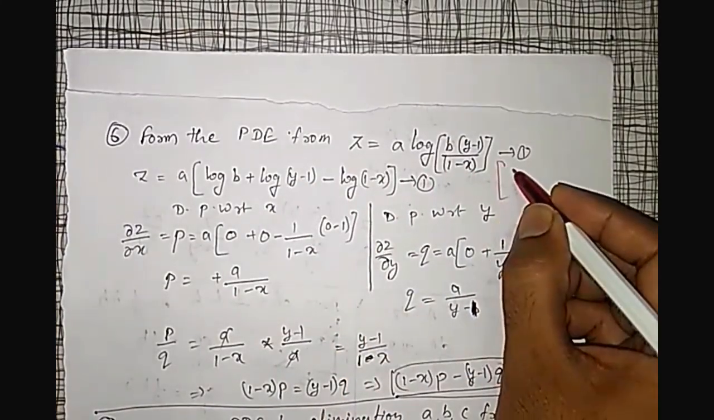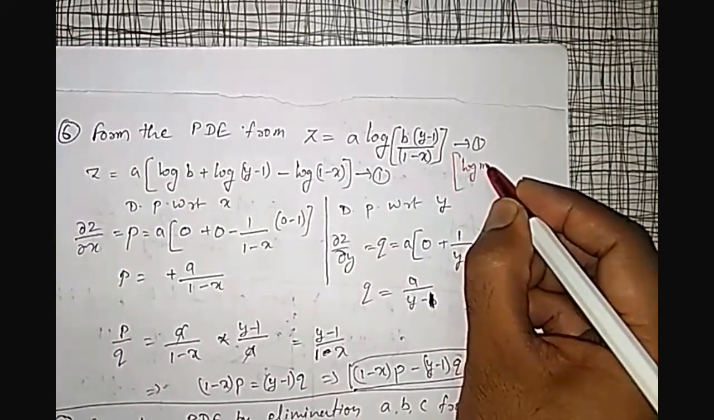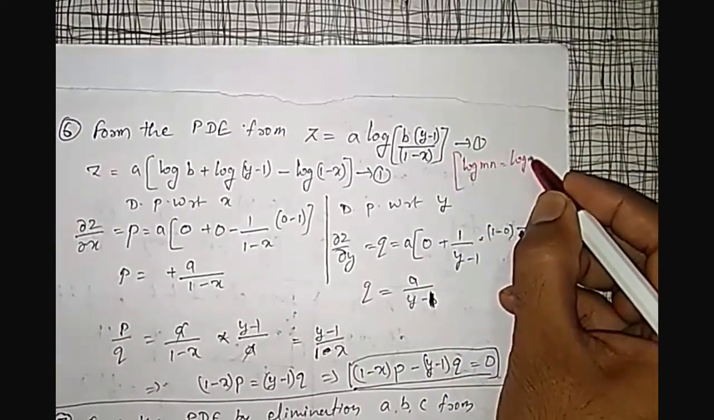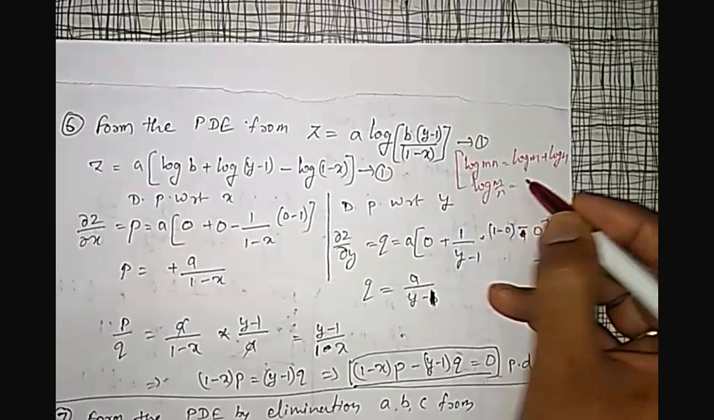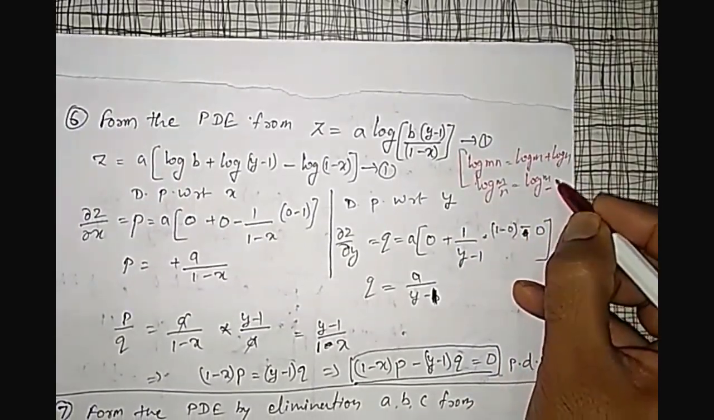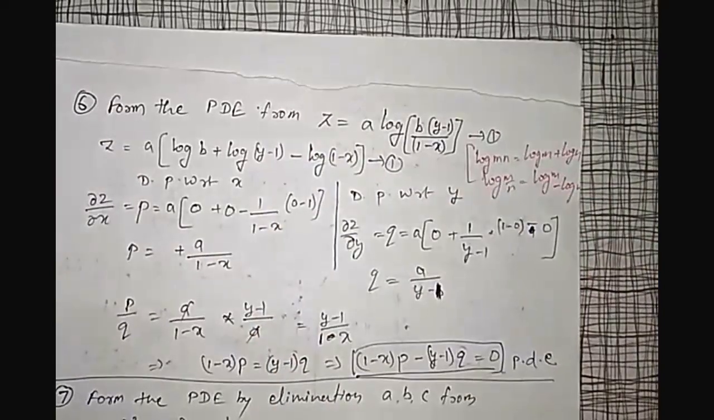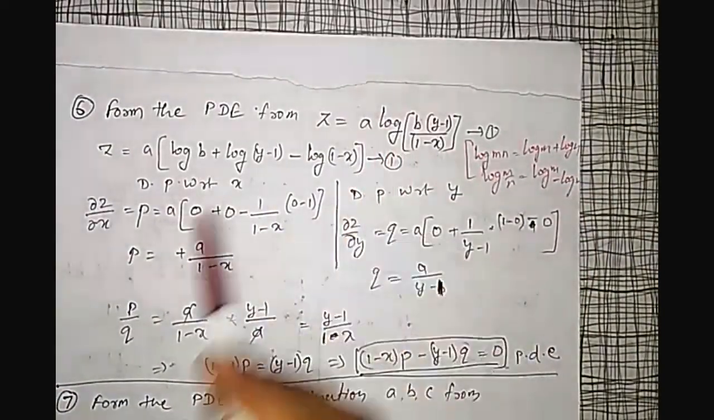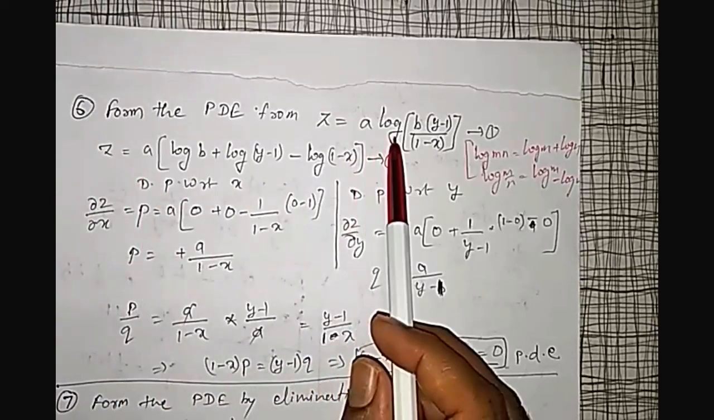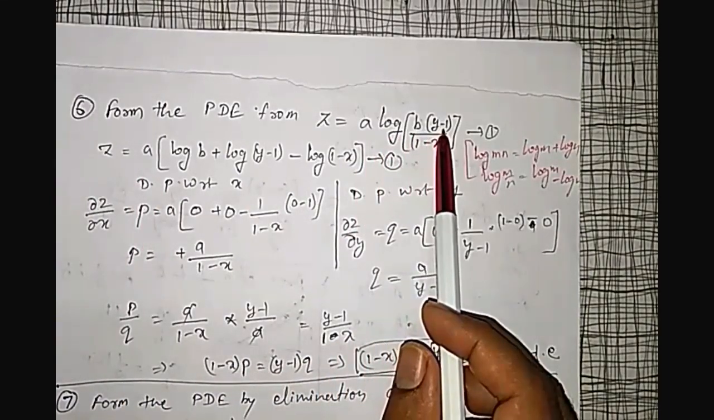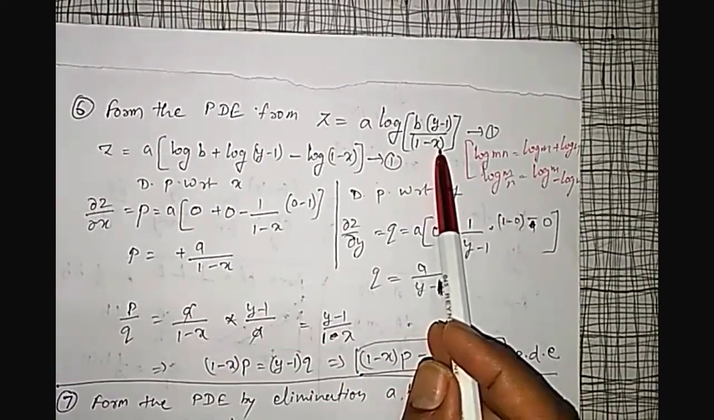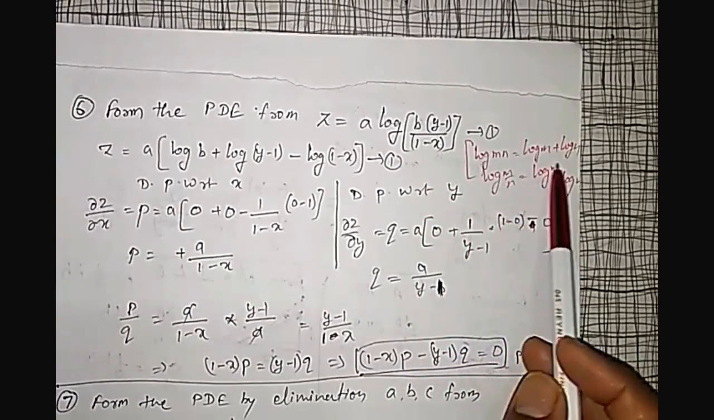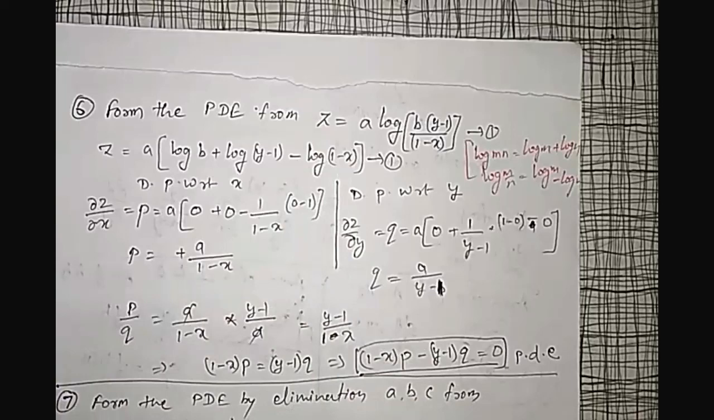We have the log properties as log of m into n is equal to log m plus log n, and log of m divided by n is equal to log m minus log n. Using those properties here, I can write the given expression as z is equal to a into log of b into y minus 1, m into n, I can write it as log b plus log of y minus 1, divided by 1 minus x. Therefore, m by n is log m minus log n. Now it is very simple to differentiate.